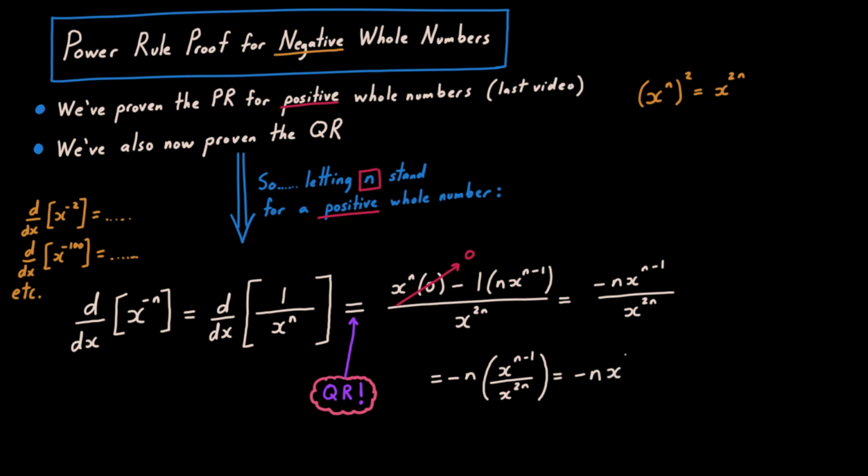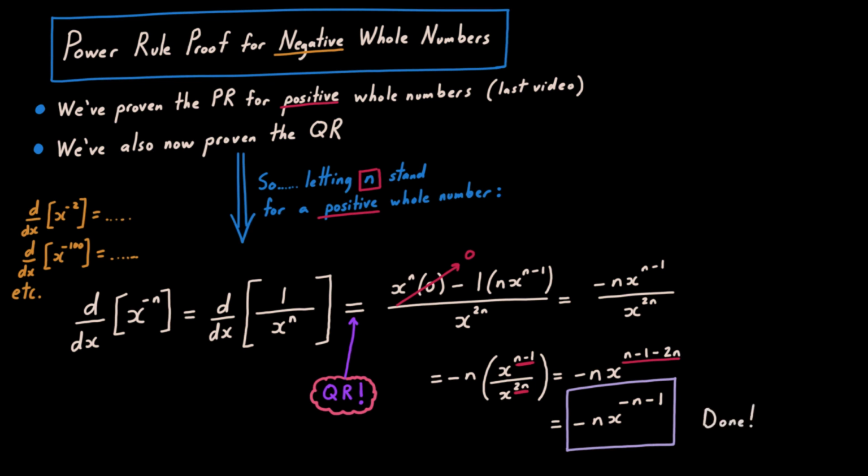I'm going to fall back on my subtraction rule for exponents. When I divide, I subtract the exponents if the bases are the same. So negative n times x to the negative n minus 1. So we are done. We just bring the negative n down and subtract 1 from negative n, and it works. We've proven the power rule for the other half of the whole numbers, the negative whole numbers. So more justification for the things we've been doing.